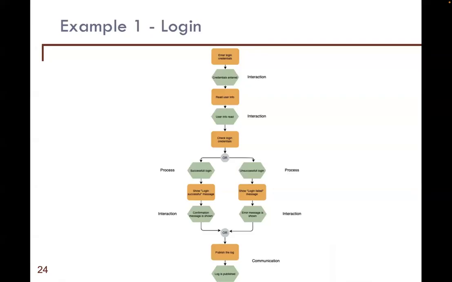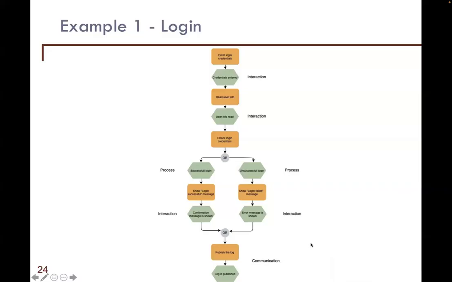Stay on that page. What elements in your page would you count as an event? The gray area? Yeah, the green ones, like credentials entered, it's an interaction event. User info read, it's an interaction event. Unsuccessful login, a process. Successful login, a process. And then after that, confirmation message is shown as an interaction event and communication event. That means it's 7 points. That's correct. Okay.